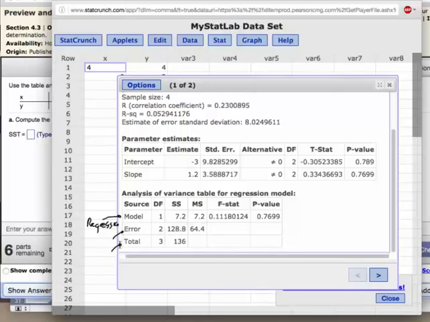There's the error, there's the total. Okay? So what? It's these values right here. So SSR is 7.2. The SSE is 128.8. And the SST is 136. So let's talk about this.